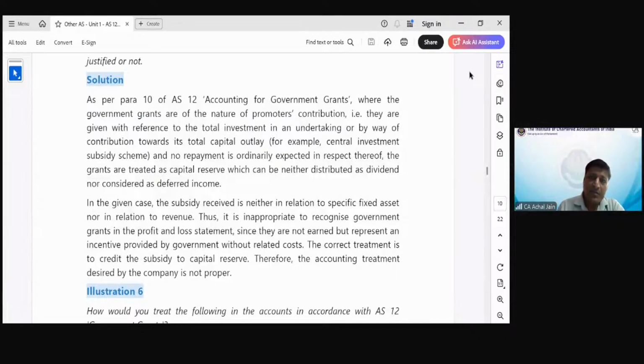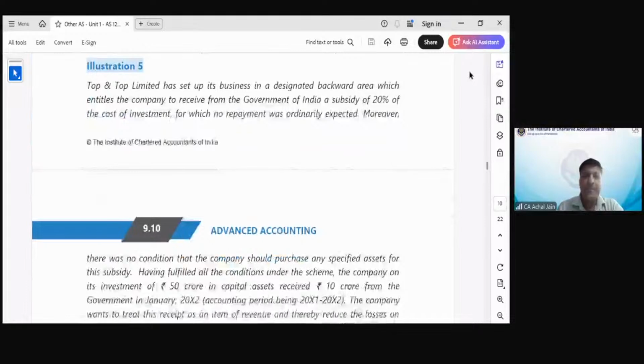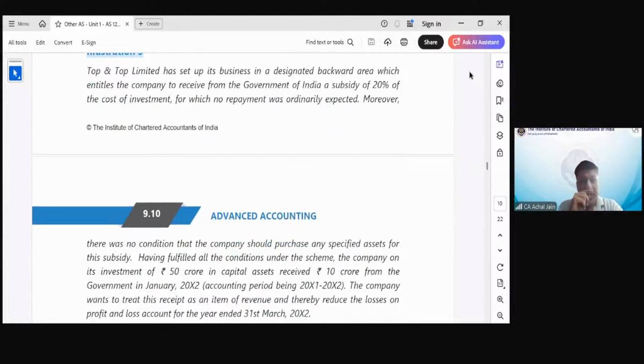Sir, here it is written capital asset in the question. Let me just go back to the question. Where is it written that it is related to capital asset? Third line, page 9.10. Okay, so it says there was no condition that the company should purchase any specific assets. Having fulfilled all the conditions, company on its investments of 50 crore in capital assets received 10 crore. So nowhere is it written that it's a grant related to capital asset.